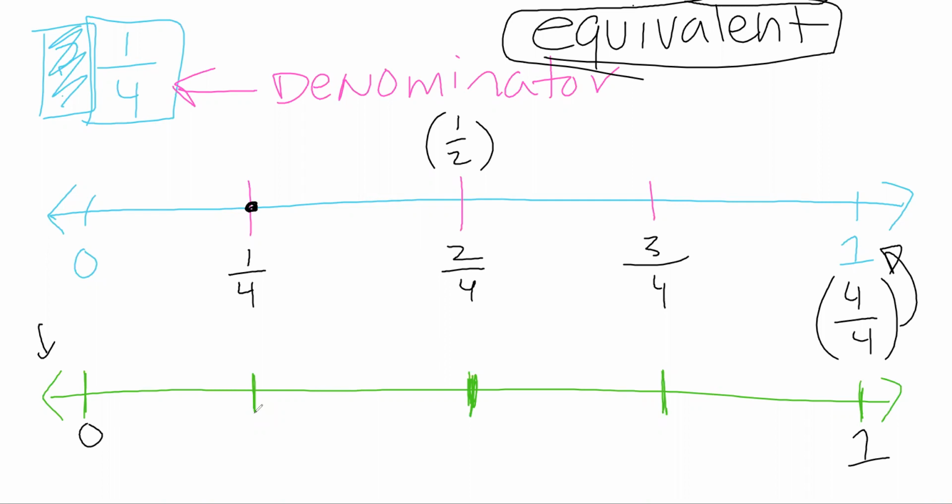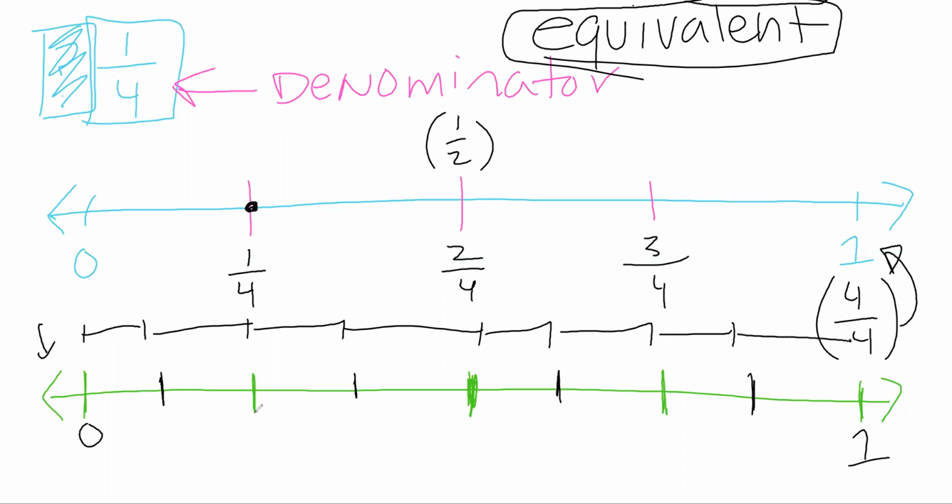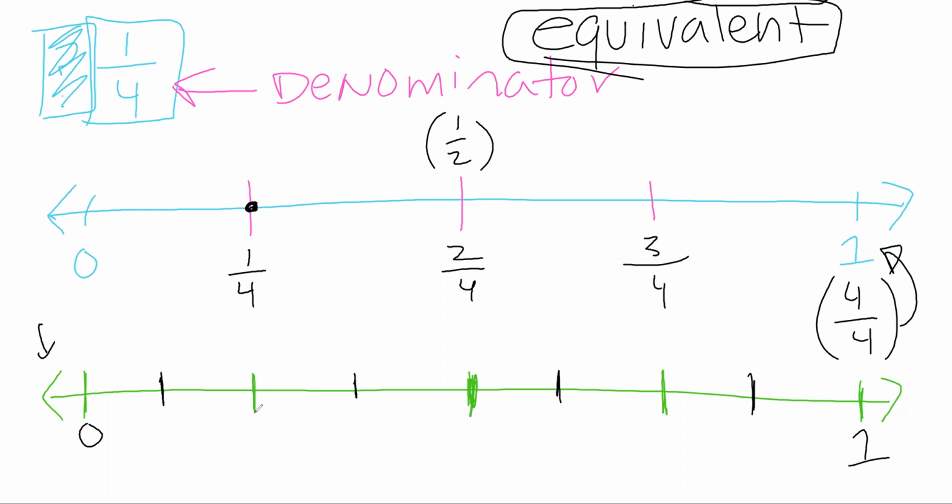How can we partition the second number line into other equal parts? What if I partitioned it here and here and here and here? Now this number line has been cut into more parts: 1, 2, 3, 4, 5, 6, 7, 8 parts. So now I have a second number line that has been partitioned into 8 parts. But notice the number line is the same size as the first number line. It's also only going to 1, like the first number line. So we have equivalent number lines. It's just they look different.